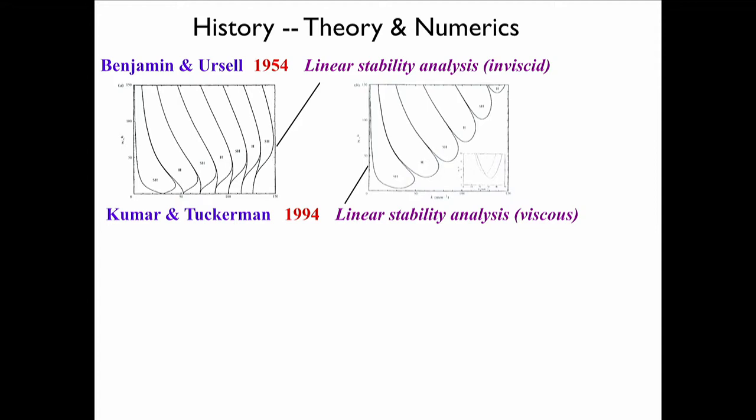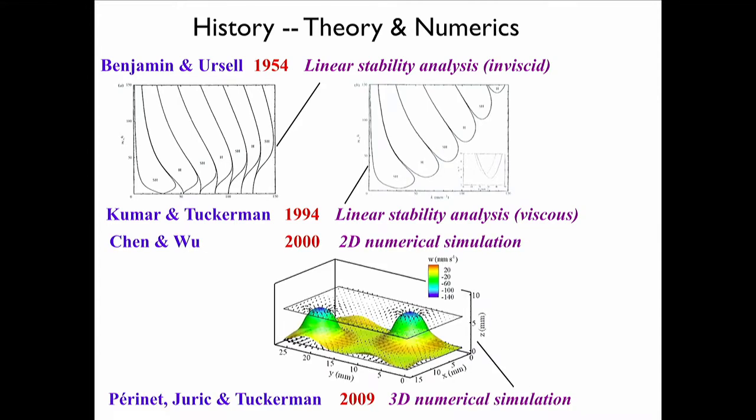So that's the first linear stability analysis, which was, as you can see, quite late. And the first computations, the first two-dimensional numerical simulation, was done in 2000, which is really pretty recent. The first two-dimensional simulations of Rayleigh-Bénard convection and Taylor-Couette were done in the 70s. So this is pretty recent. And the first three-dimensional calculation was done in 2009. Again, very recent, very late, and for reasons I don't know.